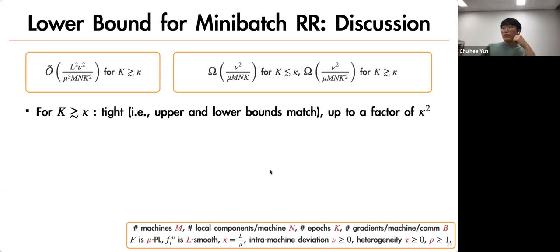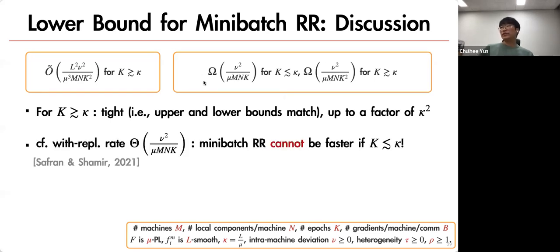So if you compare the upper and lower bounds for k greater than kappa, in other words, for the large epoch case, the two rates are almost tight. They only differ by a factor of kappa squared, and all the remaining factors exactly match each other.